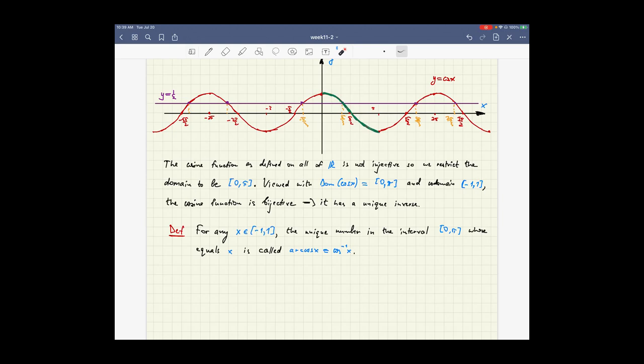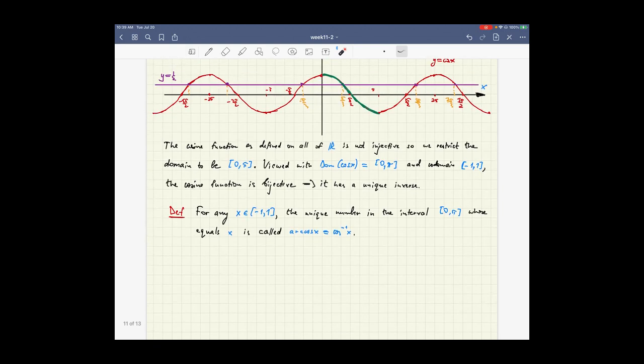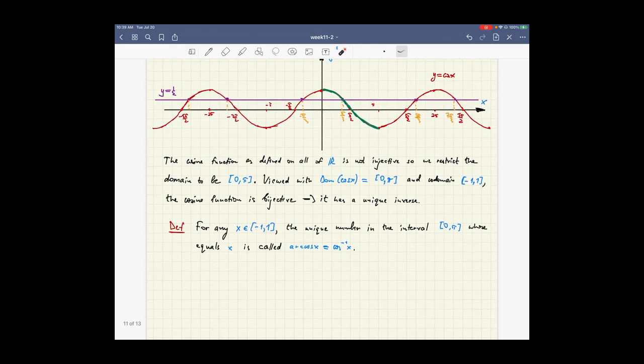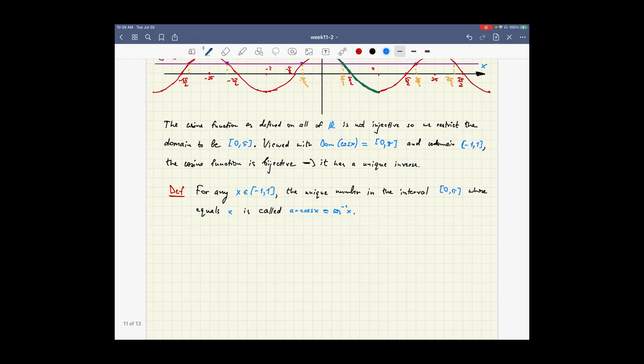Let's practice finding arc cosines of various values. What is, for instance, the arc cosine of 1/2? Of course it is pi over 3, and to check that this is pi over 3, we need to check two things. Well, first, that cosine of pi over 3 is 1/2, and second, that pi over 3 is in the interval 0, pi, which of course it is.